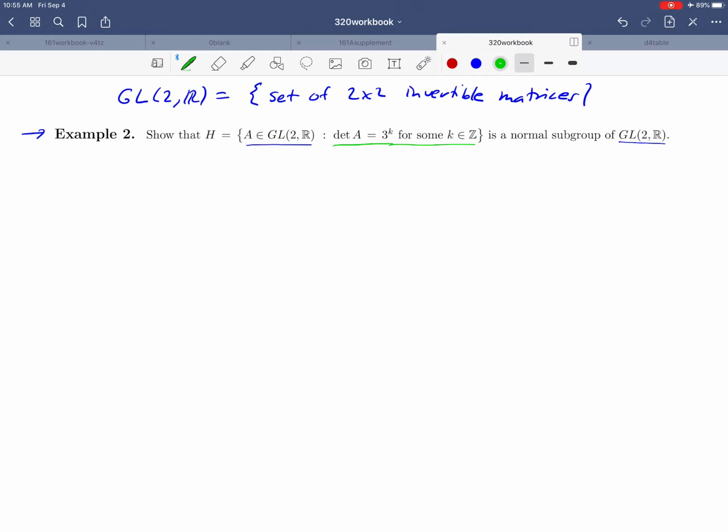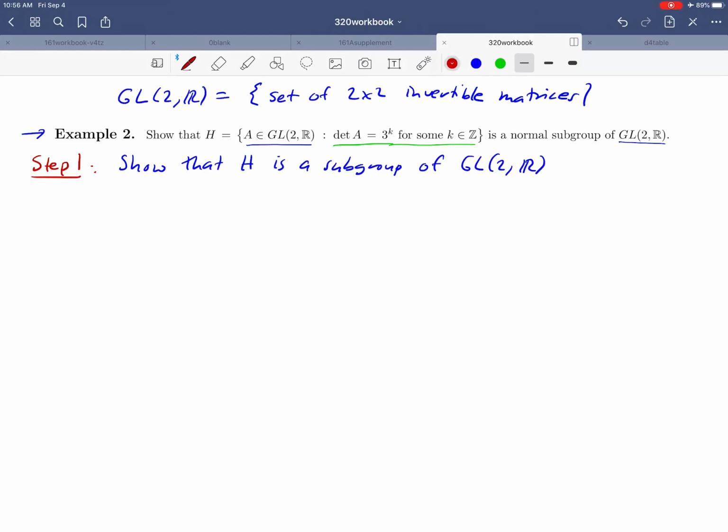Let's see if we can show that H is a normal subgroup. What would we need to do that? Well, technically there would be 2 steps. First, we would have to show that H is a subgroup at all. So we'd have to show that H is a subgroup of G. And I keep saying G, I really mean GL2 of R. That's the group that we're talking about.